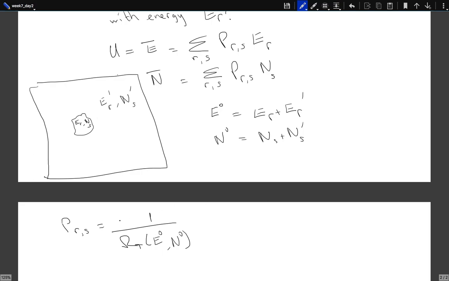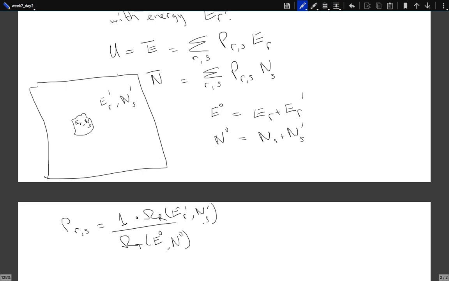So there's 1 times, well, I don't really care what the microstate of the reservoir is. So if I multiply this 1 by the number of microstates that the reservoir can be in such that it will have the energy ER prime and NS prime, well, this is the probability I'm looking for. Do you agree?